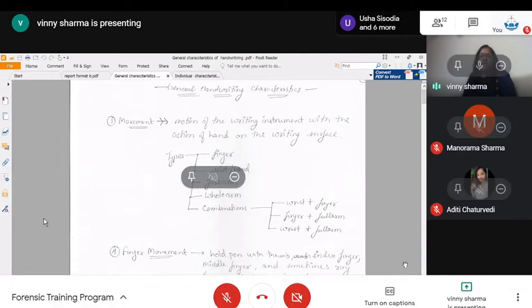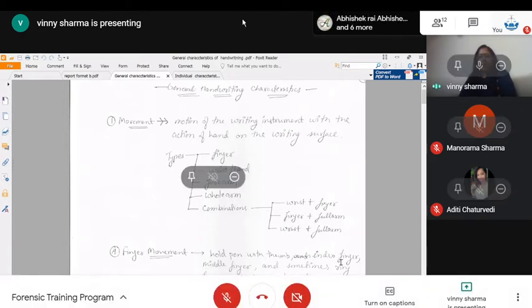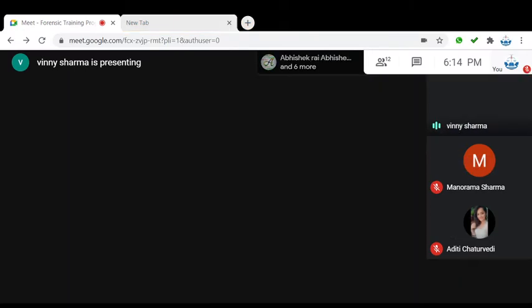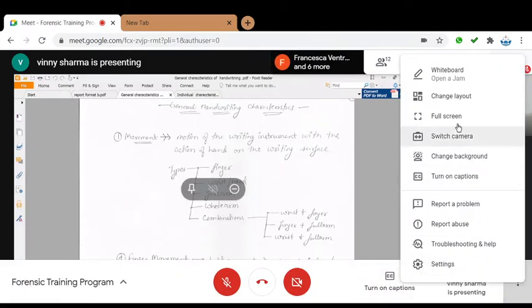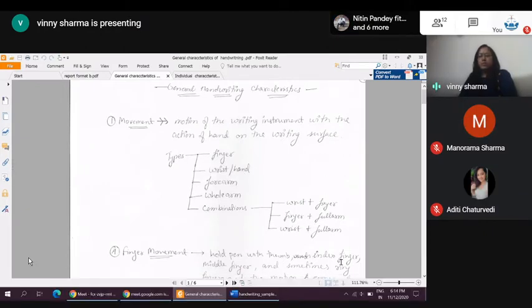So, movement is basically the motion of the writing instrument with respect to the hand. As I had discussed yesterday with all of you, the concept of handwriting is basically the coordination between your brain and your hand. Here I'm using the word hand, I should use the word limb. So when your muscles are coordinating with your brain, the entire action is duplicated using a writing instrument on a paper.